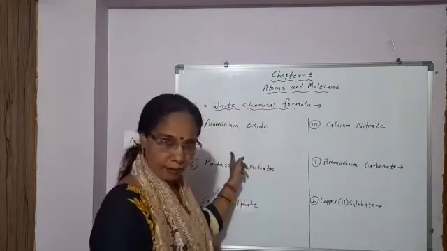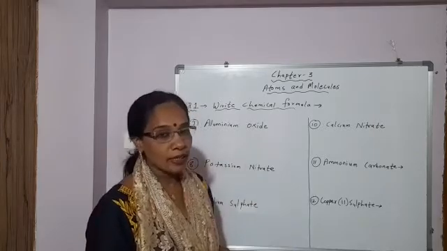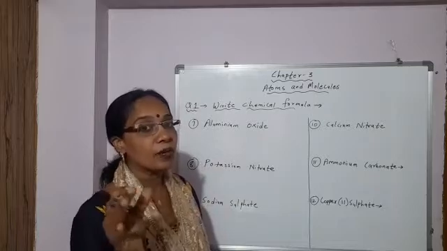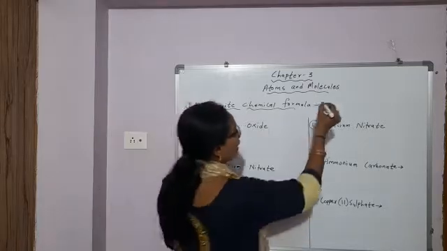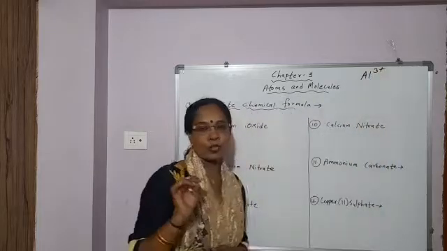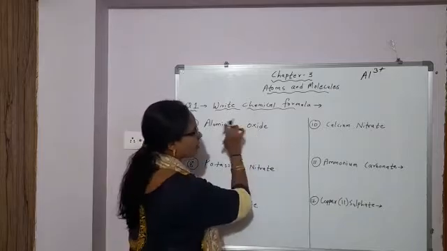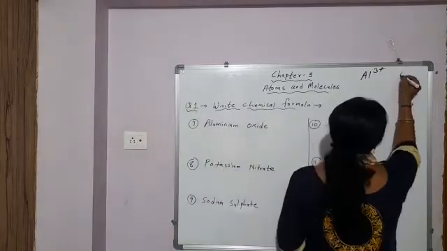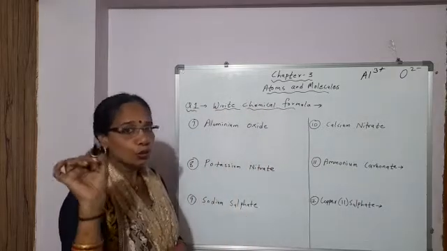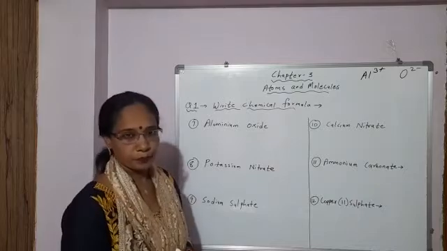So number 7, aluminium oxide. So aluminium ion, what is the formula of aluminium ion? Al 3 plus. What is aluminium ion? Al 3 plus. And next oxide, oxide O2 minus. Oxide is O2 minus, aluminium Al 3 plus.